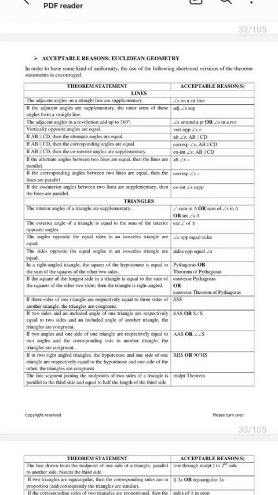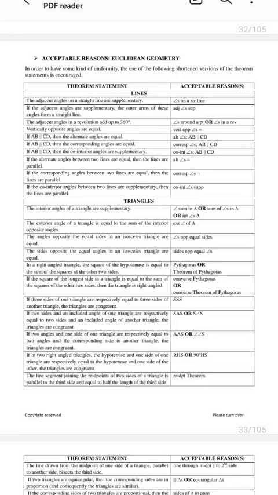So for those who are joining in, welcome to the grade 8 and 9 geometry session. We are literally looking at session 5, I believe. Okay, we are looking at the triangles. So on your screen, you are seeing the acceptable reasons Euclidean geometry document.